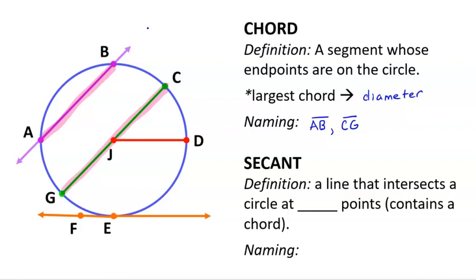A secant is a line that intersects the circle at 2 points, and that means it contains a chord. So when I look at this, AB is a chord when we write it as a segment, but when we're talking about line AB, that is going to be a secant. And so a secant would be AB, but with your double arrows on the top to name it as a line, or we would say line AB. And then AB, the segment, would be our chord.